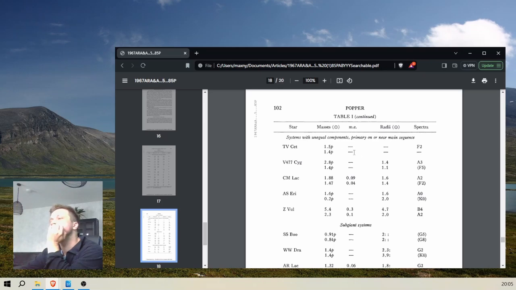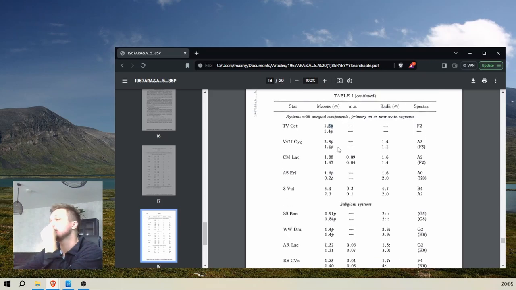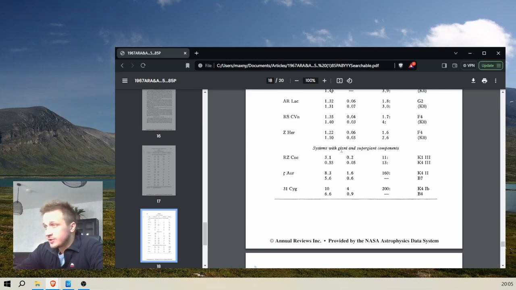Why would we not have the mean error, but we have an estimate of the mass? Subgiant systems. Here we don't have the spectra at all. How can we not have the spectra? Obviously, some light must reach us. No, okay, we know extremely little. Maybe it's a very unequal star, so we can't tell which one is the dominant one. But we do have a mass, and it doesn't seem that much bigger. Subgiant systems, systems with giant, supergiant components.